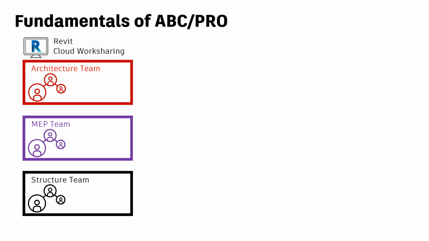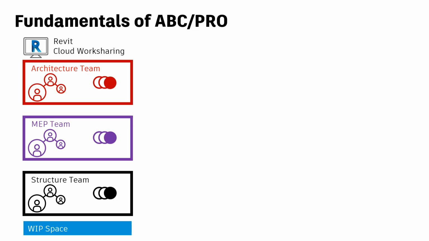Let's now take a look at a workflow example. With three teams here, we have an architecture team, an MEP team, and a structure team working in Revit and using the Revit Cloud work sharing. They all three have their own models in their own team space, of course.